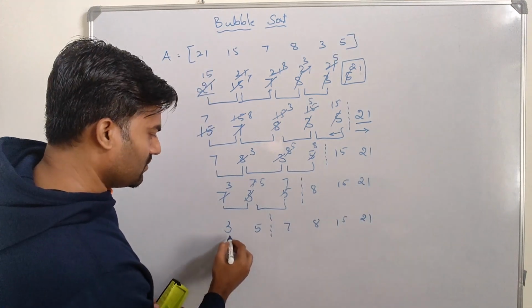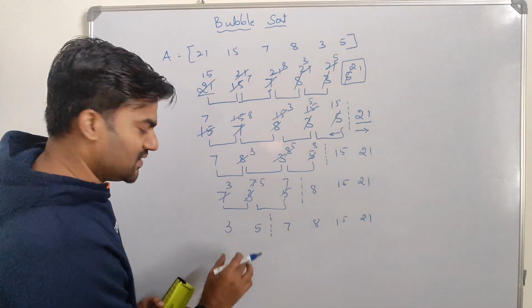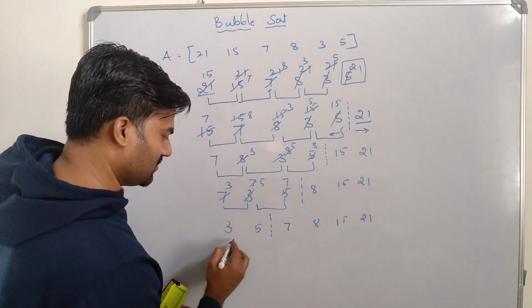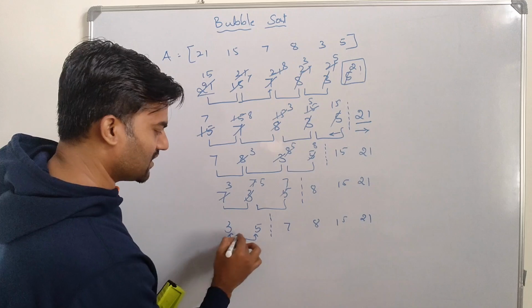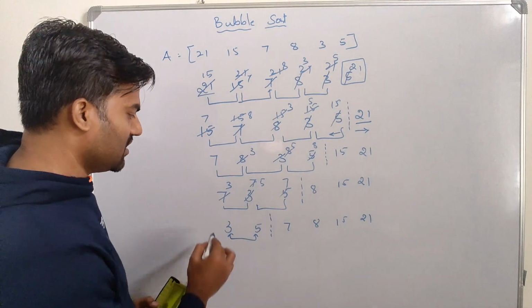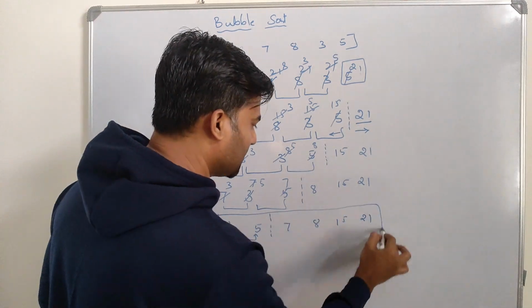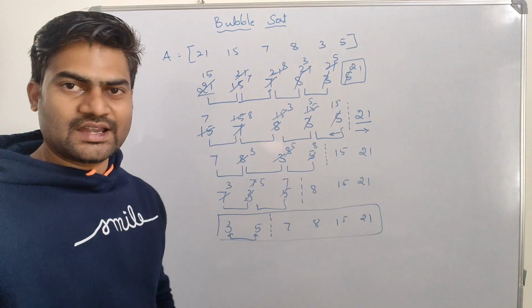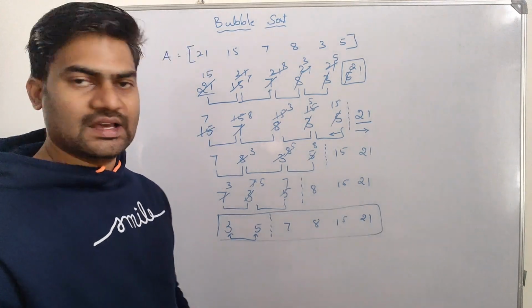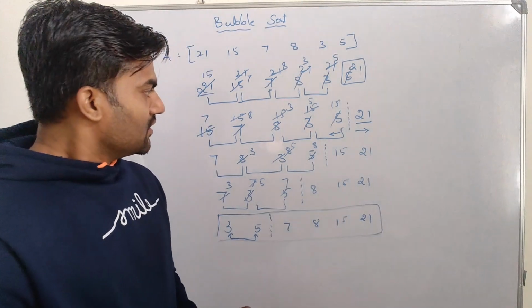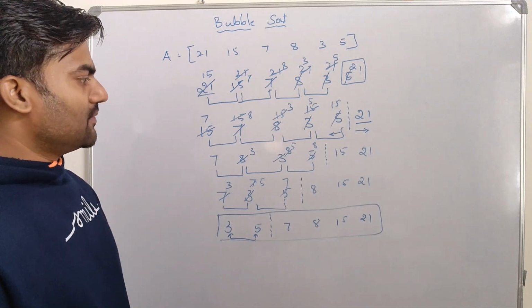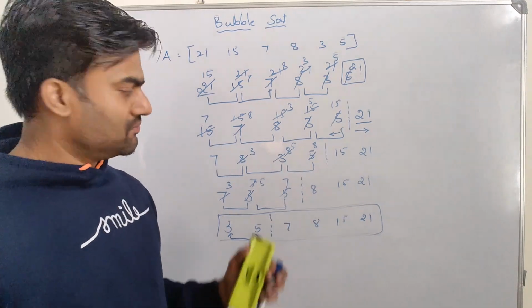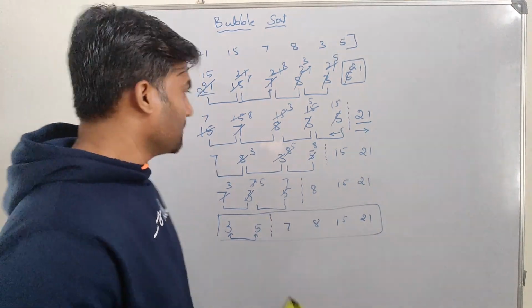Now we need to repeat this process till this element. We will simply check. They are already in their sorted position. So at the end of all the iterations we finally get the sorted values. Let us try to look at it in pseudocode.